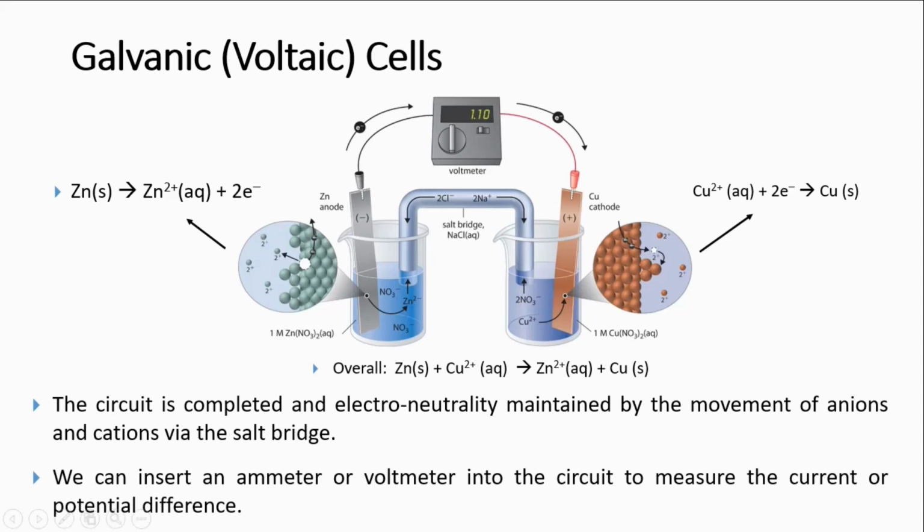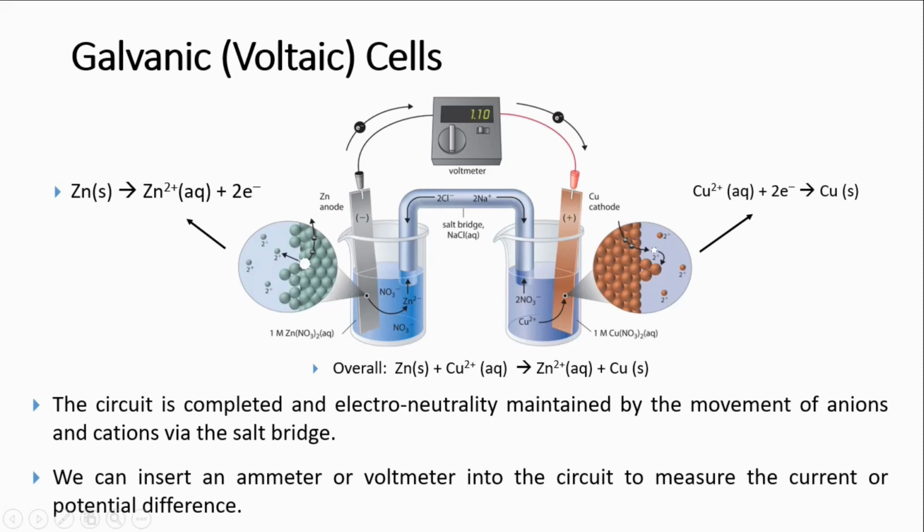Now, what you can see from this diagram is that at the anode, oxidation occurs, right? And the anode is negatively charged. The zinc electrode will be the anode, and it's negatively charged, as explained earlier.